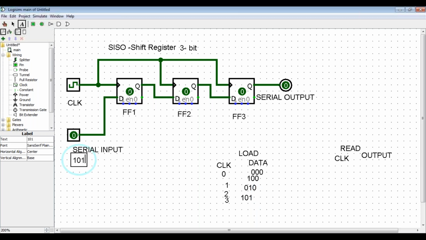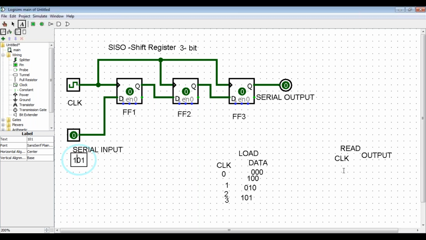First, the 1 will come to flip flop 1. On the next clock pulse, the 0 will come to flip flop 1, and the 1 will go to the second flip flop. If you are applying the third clock pulse, what will happen? The MSB bit 1 will come to flip flop 1, the 0 from flip flop 1 will come to the second flip flop, and the 1 from the second flip flop will go to the third flip flop. It will be shifting based on your clock pulse.